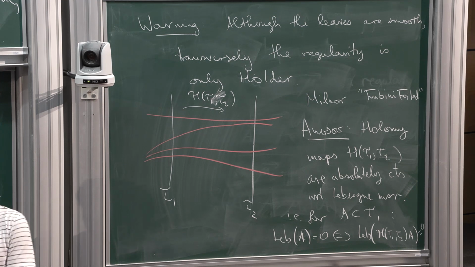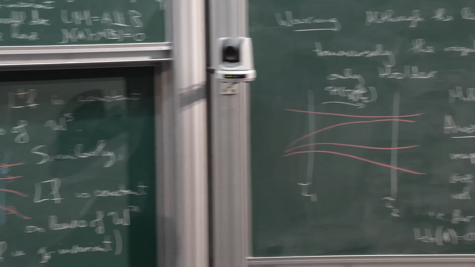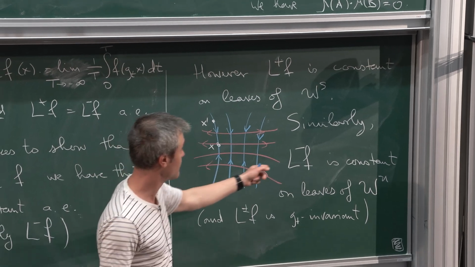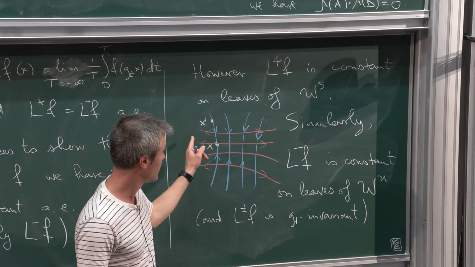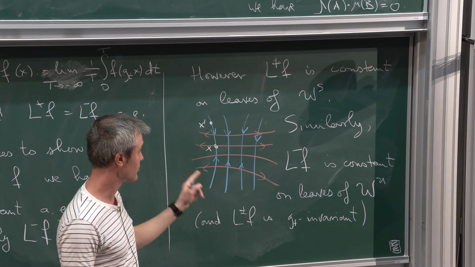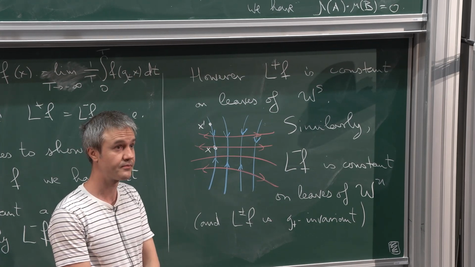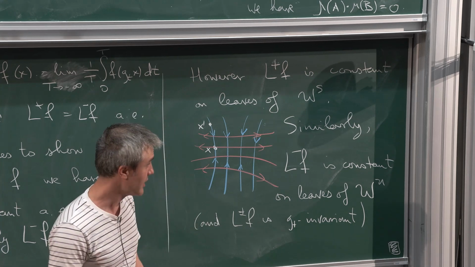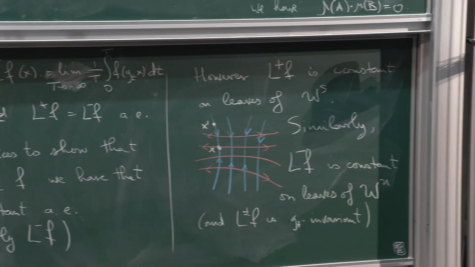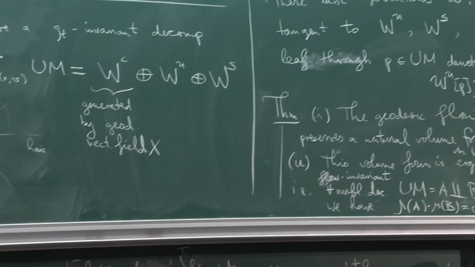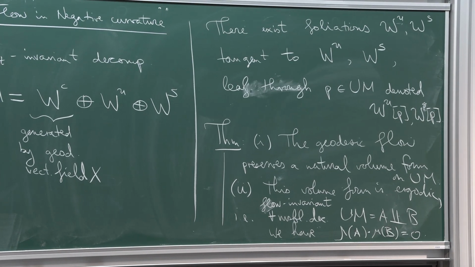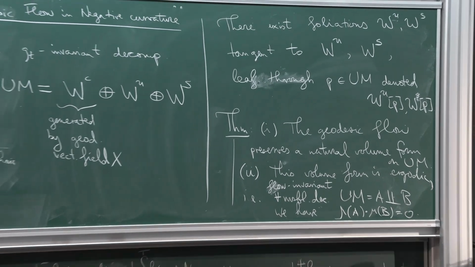But once you have it, you can go back to this picture and actually argue that this measurable function, which was constant on these leaves and constant on the other leaves, was actually constant Lebesgue almost everywhere. All right, and then this proves ergodicity of the geodesic flow. Okay. Any questions?